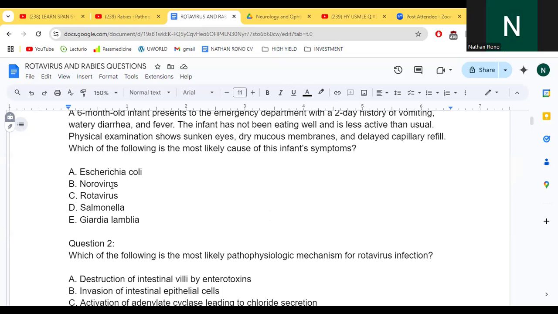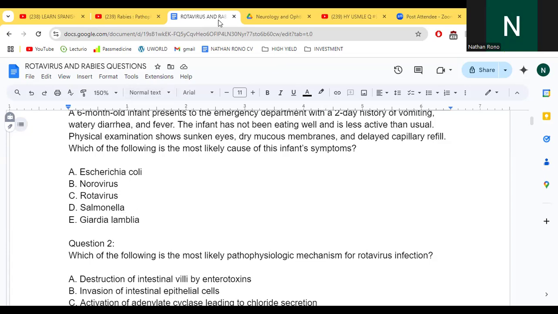Norovirus, we are going to do it, but a specific thing for norovirus is that it's usually endemic in enclosed areas, for example, in cruise ships, barracks. Then Salmonella, this is a bacteria, usually presents with bloody diarrhea. Then Giardia lamblia, which is a parasite, presents with loose stool. So the diarrhea is watery, yes, but it has fatty stool, okay? And it's usually hard to flush for Giardia lamblia.